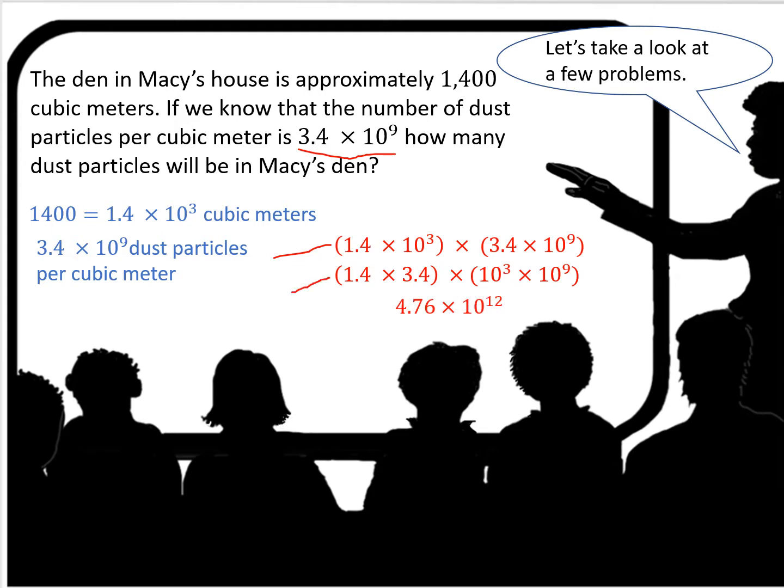Now we're going to use the distributive property. Then we do the multiplication. And we know when we multiply exponents that we add them. So we end up with 4.76 times 10 to the 12th.